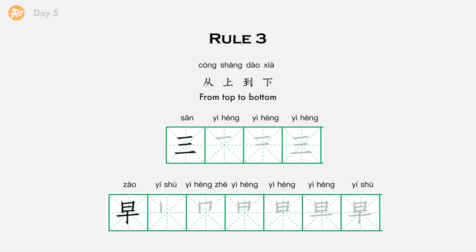Here is the first example: 三, which means the number 3. We should write it this way: 一横一横一横. Now, let's take a look at the second example. It's called 早, which means early in English. To write 早, the strokes order should be 一竖一横折一横一横一横一竖.